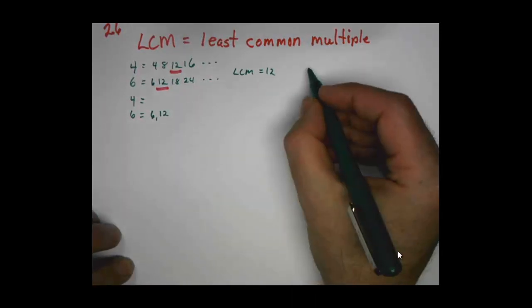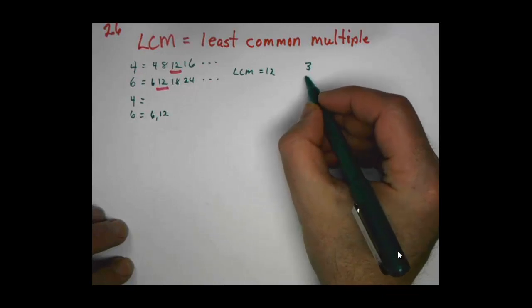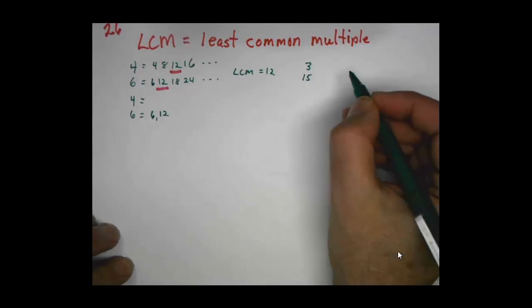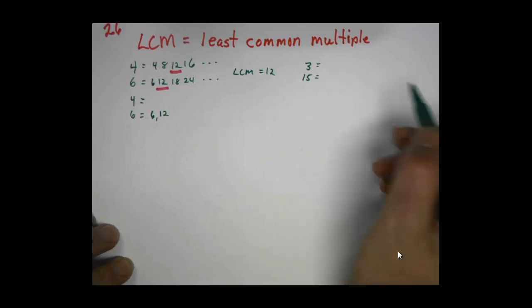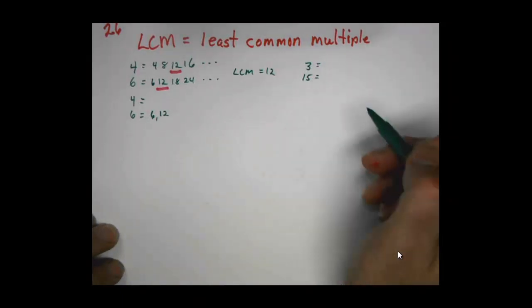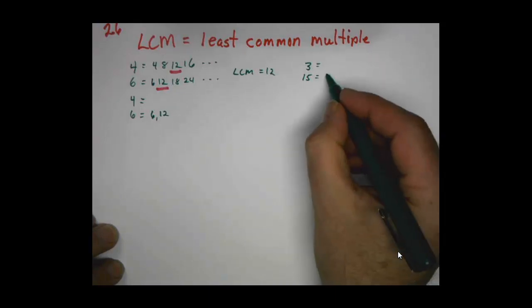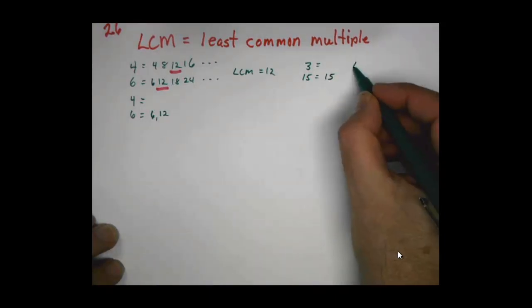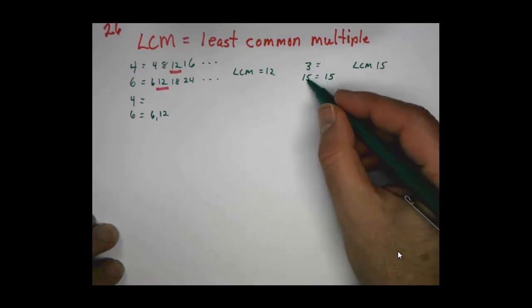So let's say we're going to do the least common multiple of 3 and 15. So we're counting by 3s and counting by 15s. So our first check is, does 3 go into 15? Yes. Therefore, our least common multiple then is 15 because the smaller number went into the bigger number.